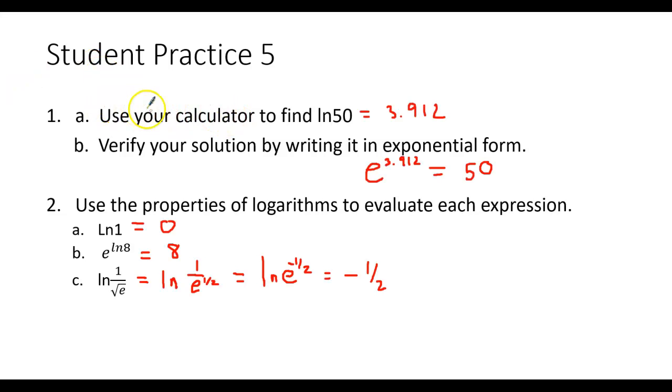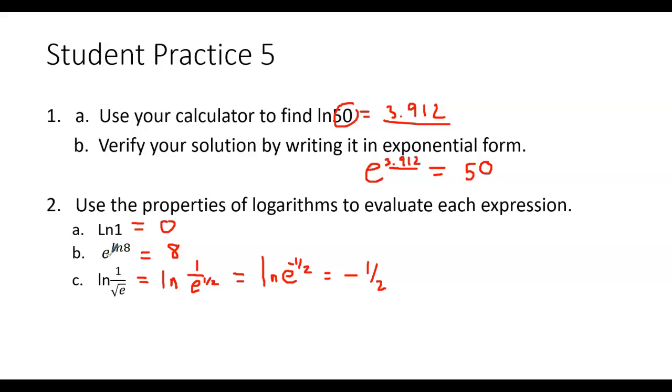All right. So using your calculator to find ln of 50, we get this, but what does that mean? That means that e to that power should give us this number here, which is 50. And you can check these things on your calculators. ln of 50 is this on your calculator, and also e to this power is approximately 50. Okay. On this one, anytime you've got a log with a 1 here, the answer is 0.